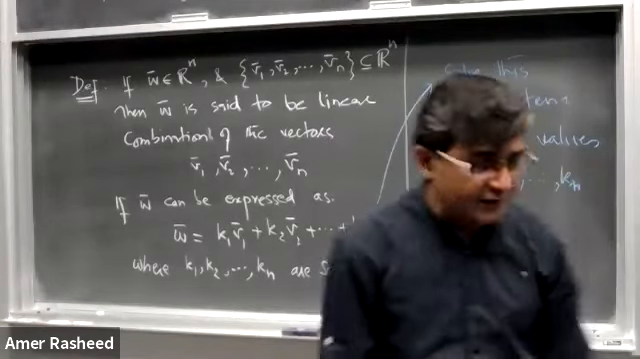Let's do an example. How do we know this is non-homogeneous and W is not a zero vector?